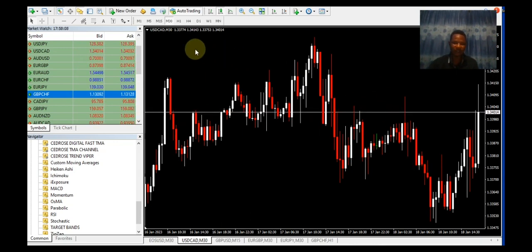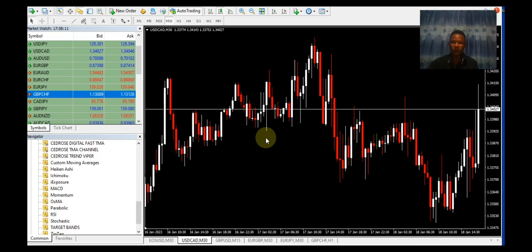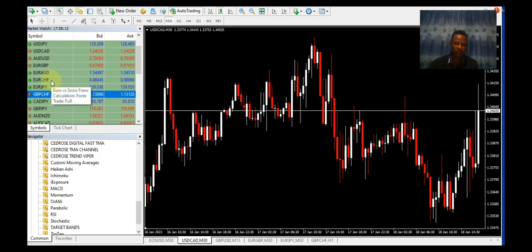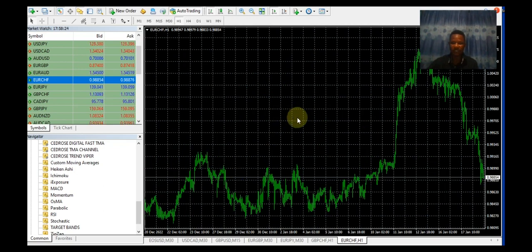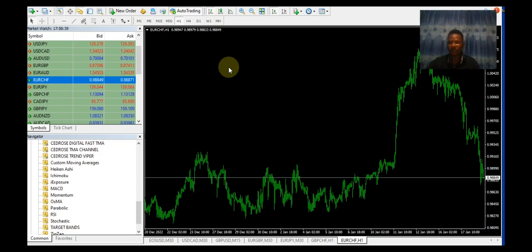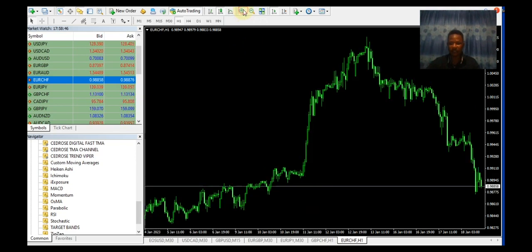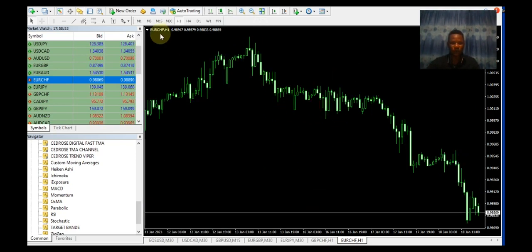The market chart we are seeing right now is USD Canada. If I want to place a new trade, for example, Euro Chef, I'll right click in my system, then I'll take chart window. So this is the market for Euro Chef. Then I'll press Ctrl G to remove the line. I told you we have three types of charts. Then click on the center, which is the candlestick chart. Then take the plus sign to increase the size. So this is the candlestick for Euro Chef.